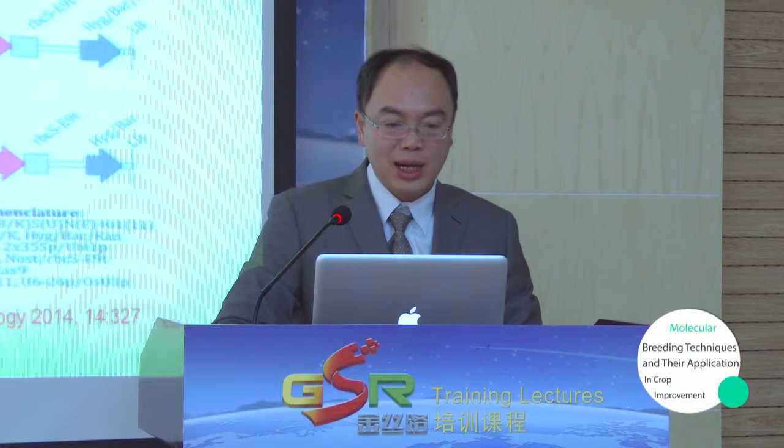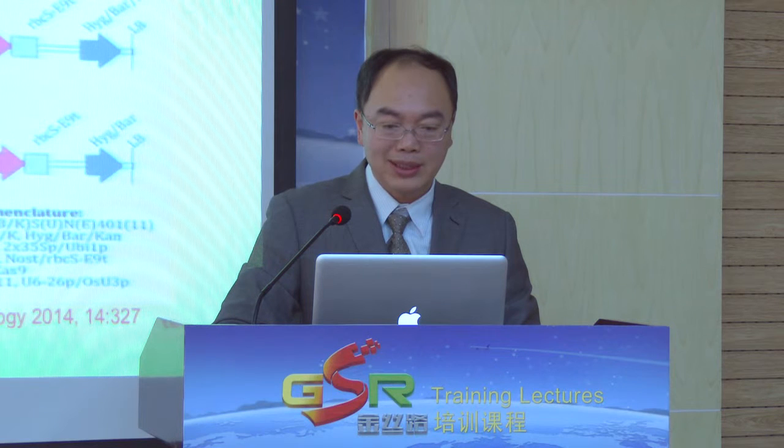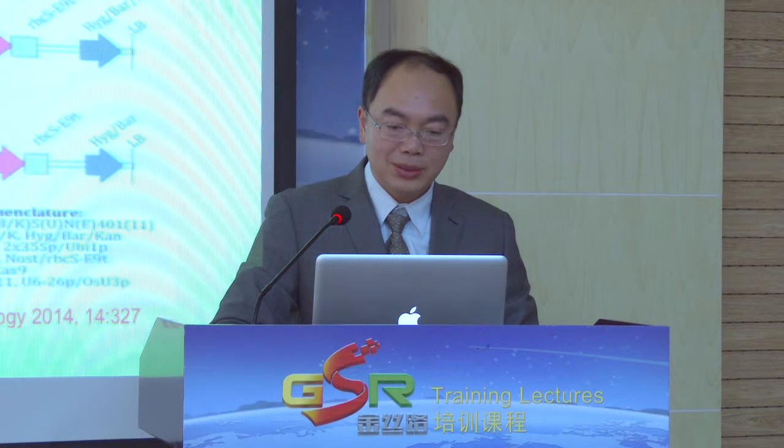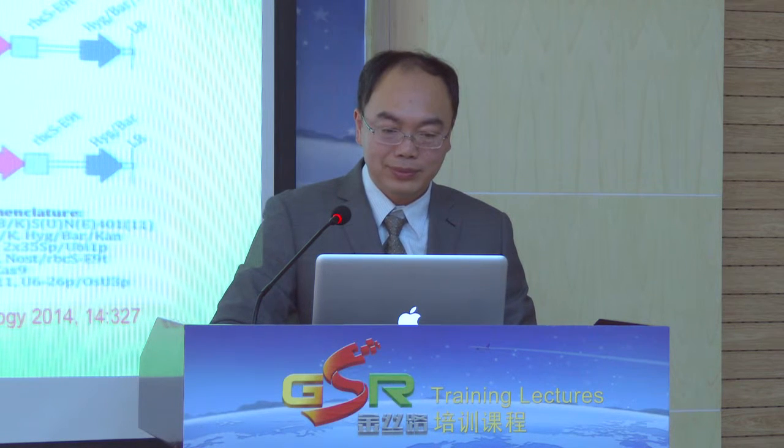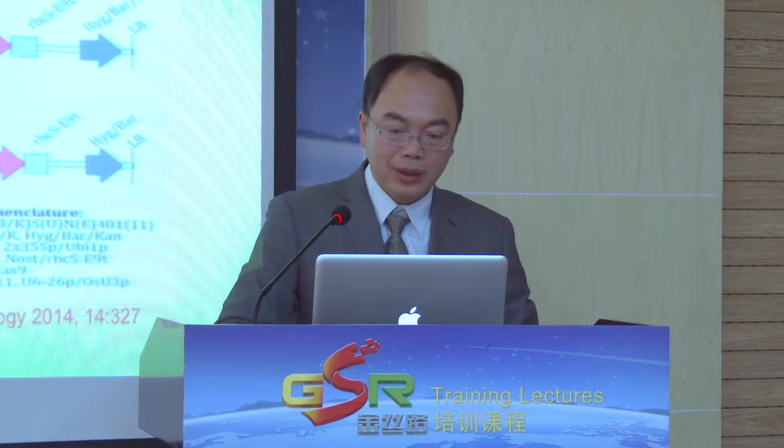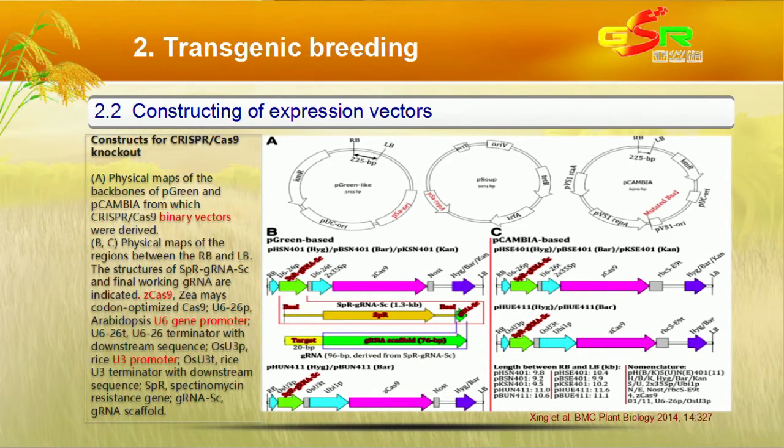And how do we construct CRISPR-Cas9 knockout constructs? This slide shows the physical maps of constructs for CRISPR-Cas9 knockout. It is different from the other kinds of expression vectors. They use the U6 gene promoter or U3 gene promoter to drive guiding RNA.